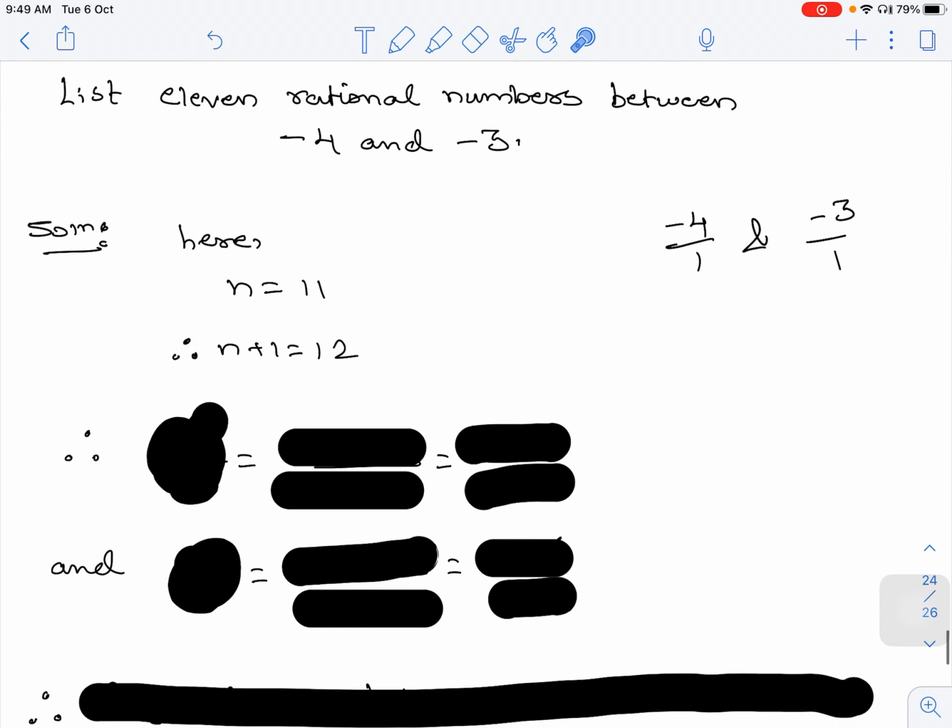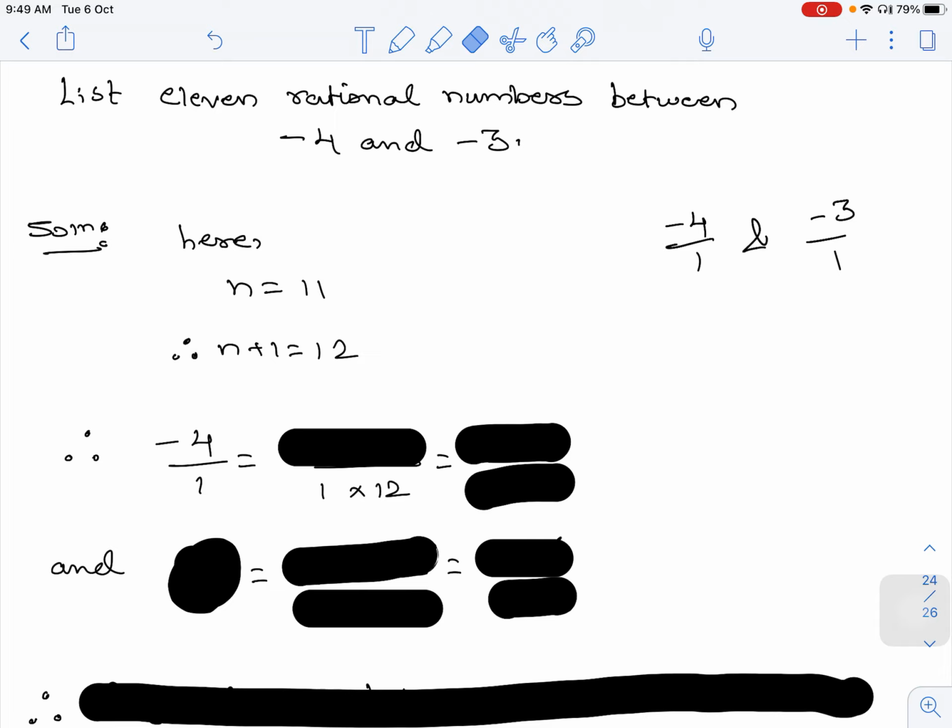Now what we will do is make the denominator of both these numbers 12. What is our first number? That is -4 upon 1. Here the denominator is 1, and we want to make it 12. Why 12? Because the value of n plus 1 is 12. To make it 12, we will multiply the denominator by 12 and the numerator also by the same number.